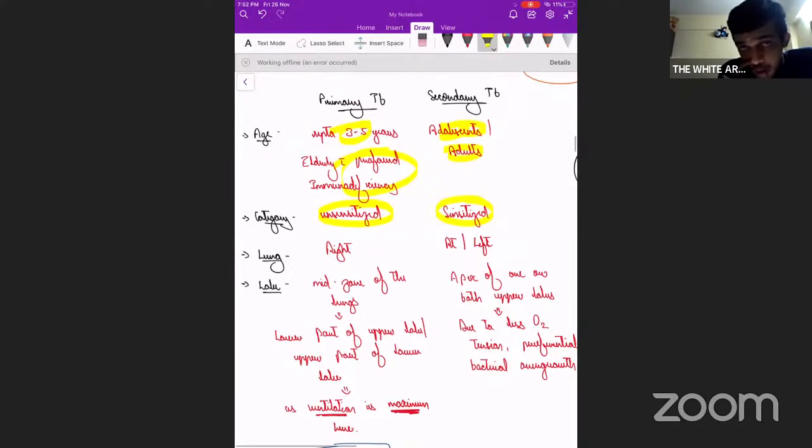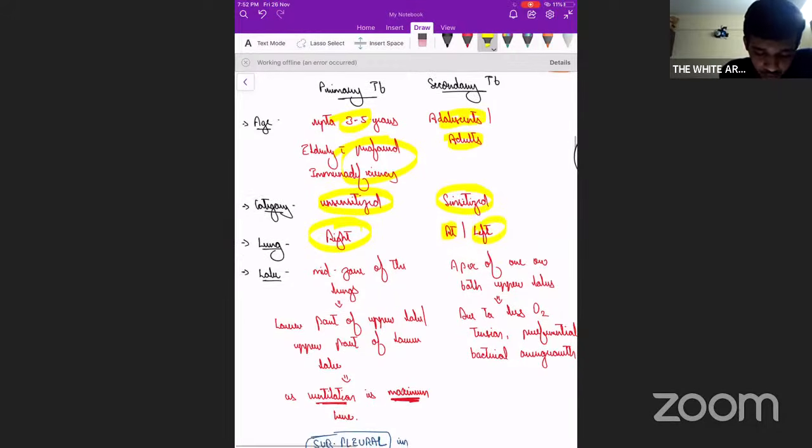Over here, what part of the lung gets affected? Usually it is the right lung, because the airway tends to be straighter on the right side. So whatever bacilli go in, there is more propensity for them to go towards the right side. In secondary tuberculosis, both right as well as left can get affected. In terms of lobe, it is usually the mid zone of the lung that gets affected. So either it is the lower part of the upper lobe or the upper part of the lower lobe. That is what gets affected most of the time.